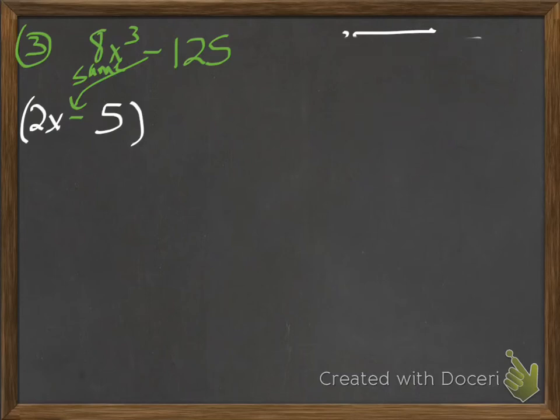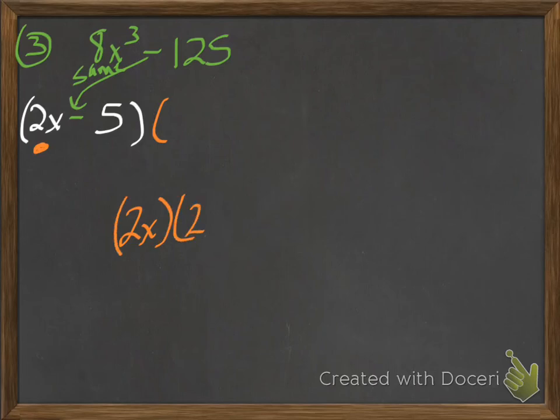Now, we don't even look at the original problem. We just look at that first parenthesis, and we're going to use that to help us create our second parenthesis. So to create our second parenthesis, we are going to square the first term. So 2x, and we're multiplying it times itself. That's going to give us 4x squared.